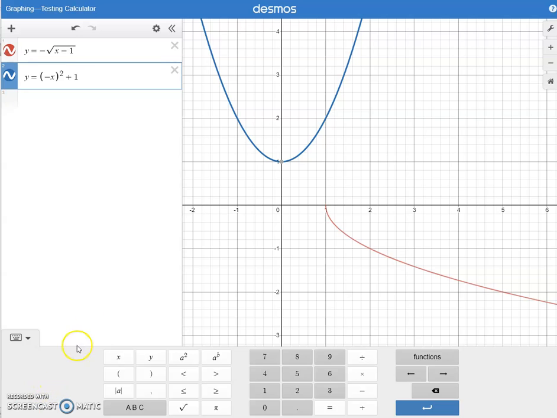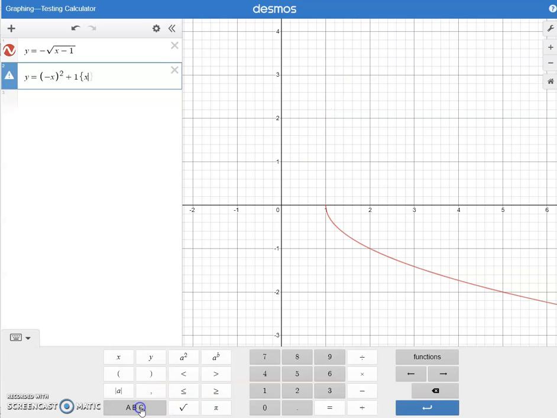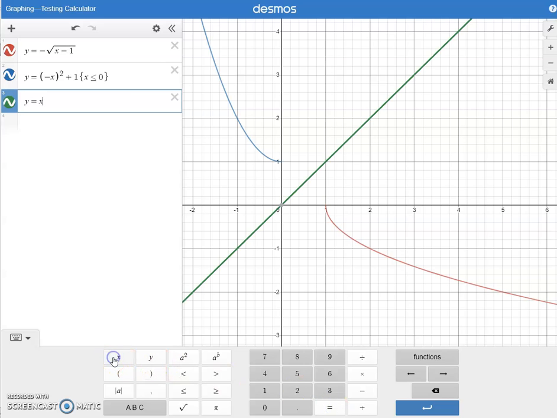All right, so this is how our graph looks like without its restriction. And then now we are going to restrict it following our generated domain, which is less than or equal to 0. Then now your graphs are indeed inverses because they are now symmetrical about the y equals x line.